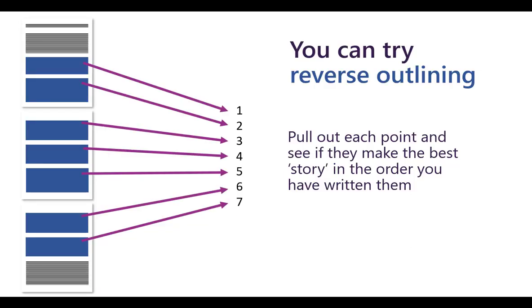One thing you can try to find out is reverse outlining. This is where you pull out each point from your paragraphs to make sure there's a good story in the order you've written them. If not, you can change the order of the paragraphs or even insert new ones so that there's a connection between them. It's also a good way of checking that you've got a clear point in every paragraph.